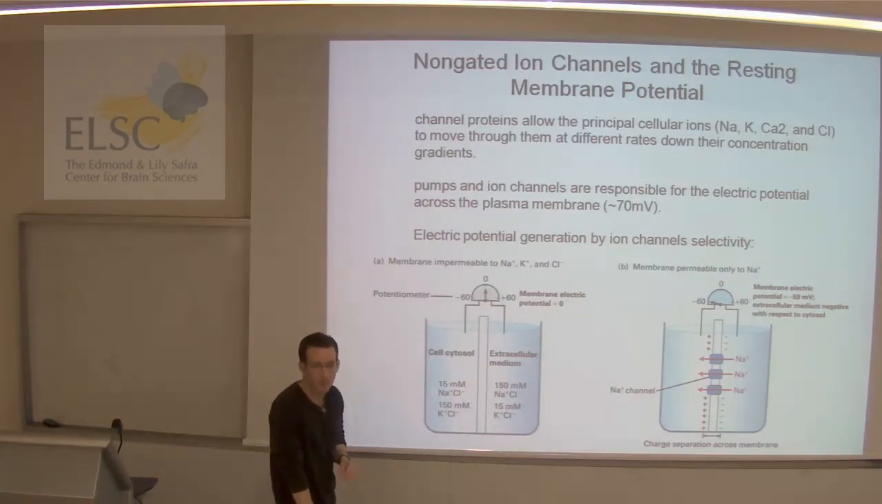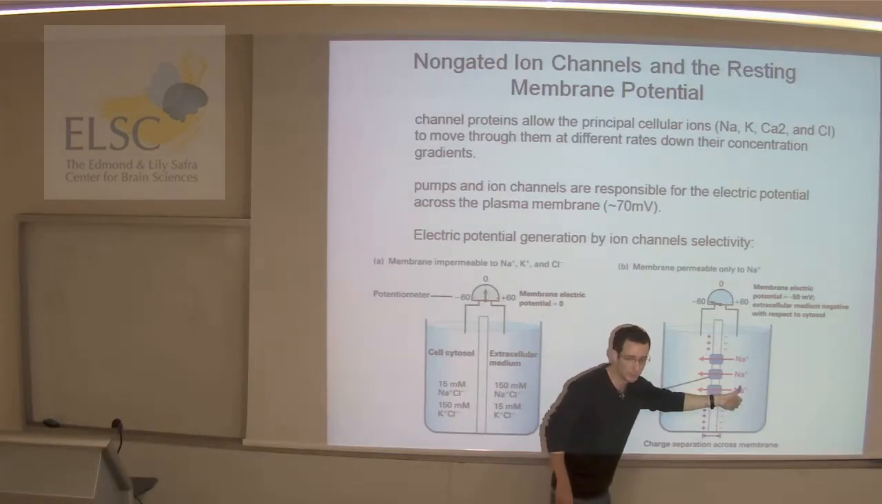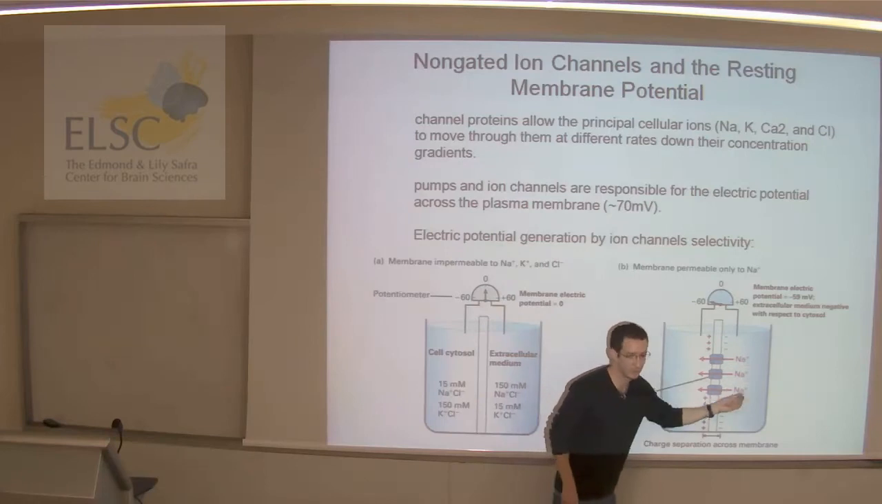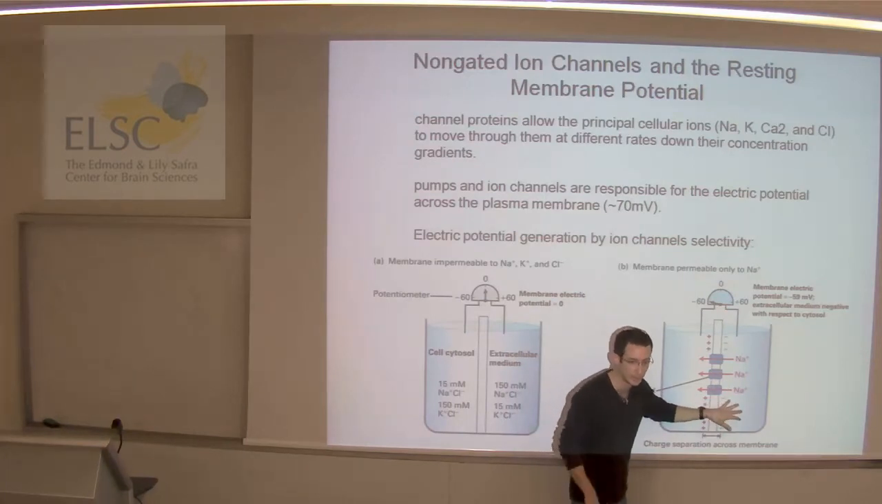Yes? So if you're adding a lot of positive sodium ions, why does it become negative? The outside becomes negative because the positively charged sodium ions enter the cell, and so relative to what was the state beforehand, there's a delta charge that is being left behind, effectively speaking.